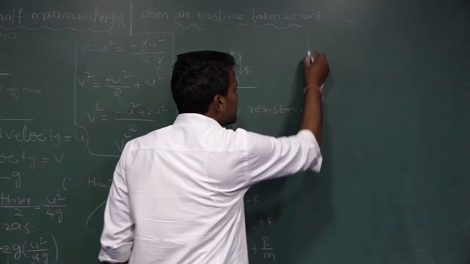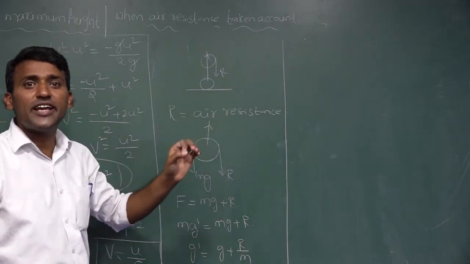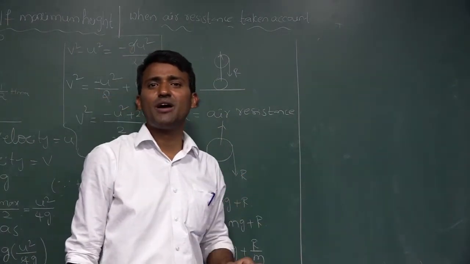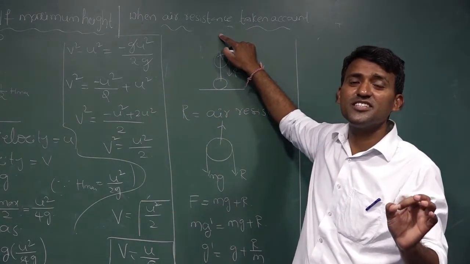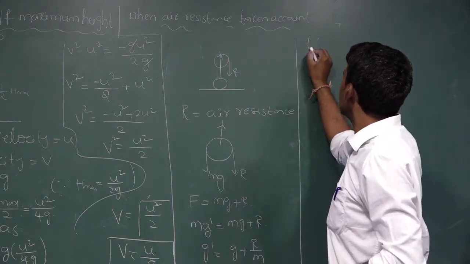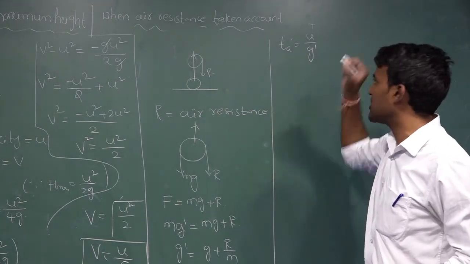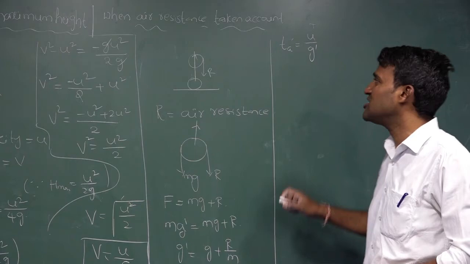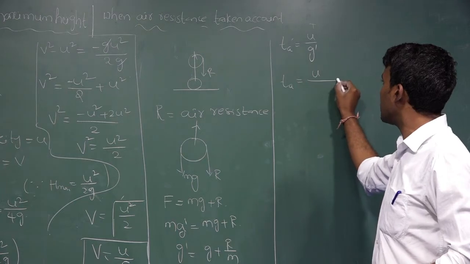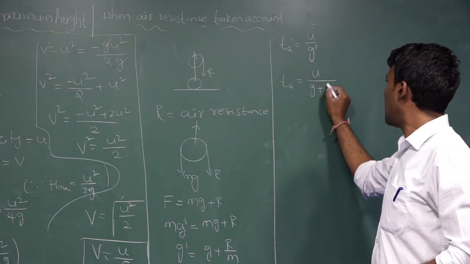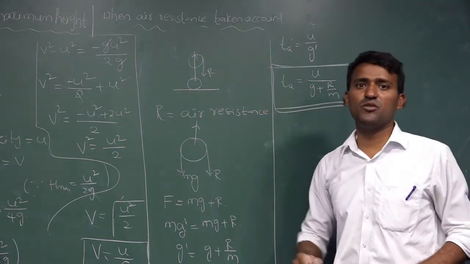What about the time of ascent? When an object is projected upward, the time taken by the body to reach maximum height is called the time of ascent. Now here the object is going upward, so we have to consider the time of ascent. We know the formula u by g, but here I am writing g dash. Time of ascent TA is equal to u divided by g dash, which is u divided by g plus R divided by m. This is the time of ascent.